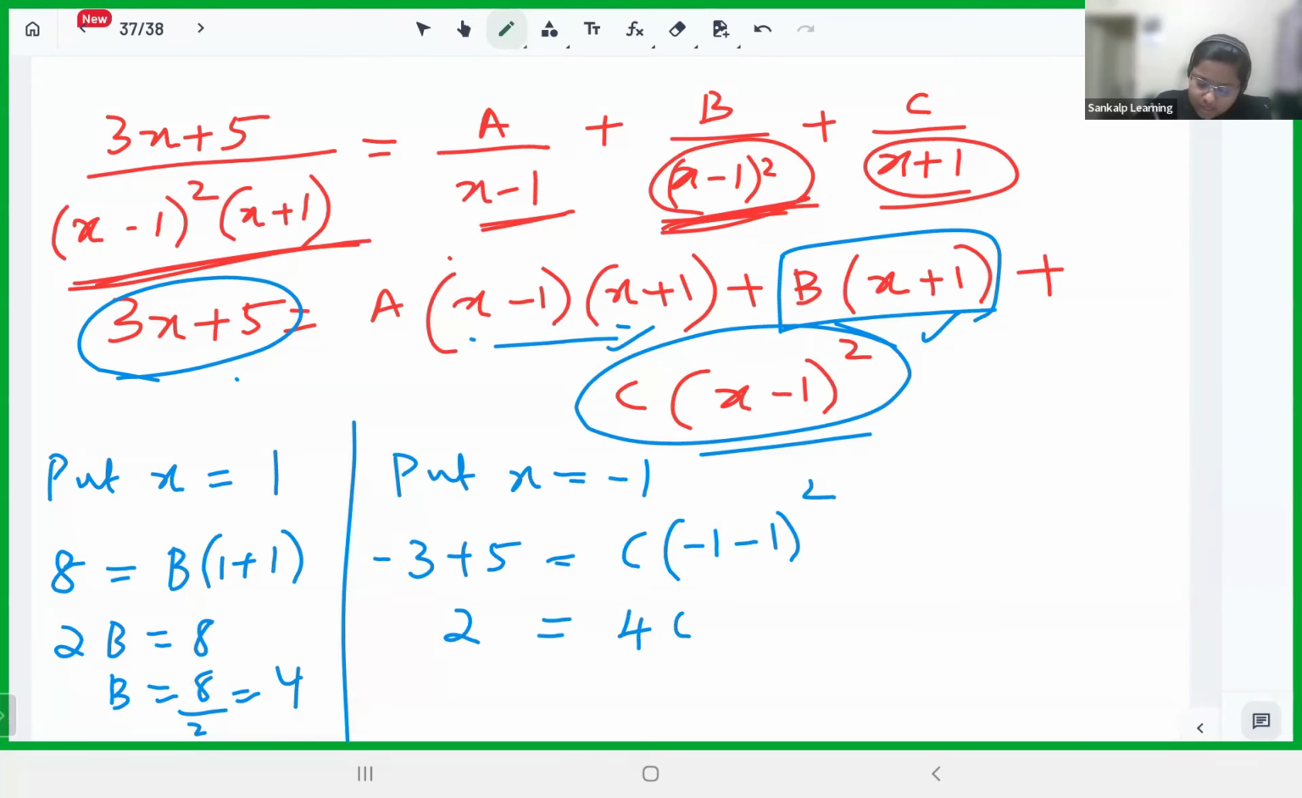Right? 4c. So what is c? c is 4 by 2 equal to 2. The value of c is equal to, I'm sorry, it is 2 by 4, right? 2 by 4 is equal to 1 by 2.